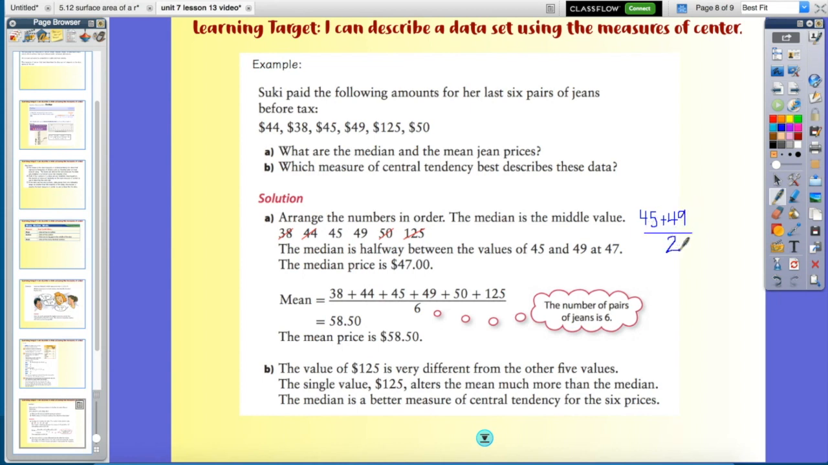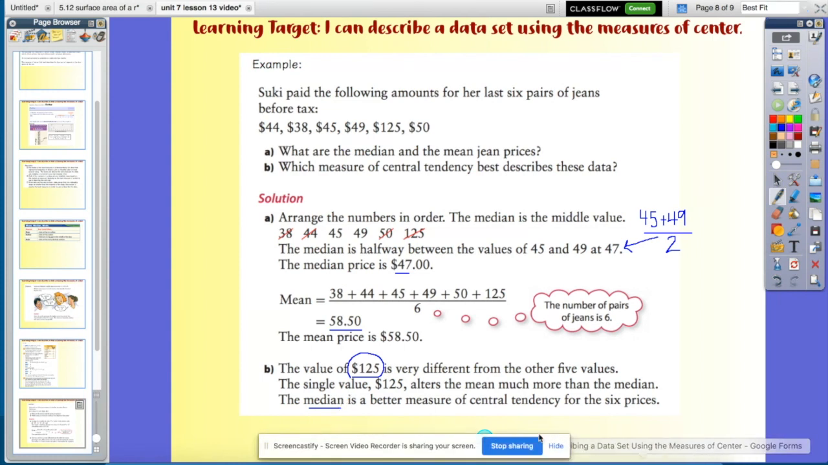And there are no data pieces that repeat, so there is no mode. So if we're trying to figure out which value best describes the data set, we're looking at the median of 47 and the mean of 58.5. So once again, we have this outlier here of 125. When I look at these numbers, it goes from 38 to 50, which is not a wide range. And then there's a huge jump to get from 50 to 125. So because of that, the median would be a better descriptor than the mean. If you guys have any questions, please let your teacher know.